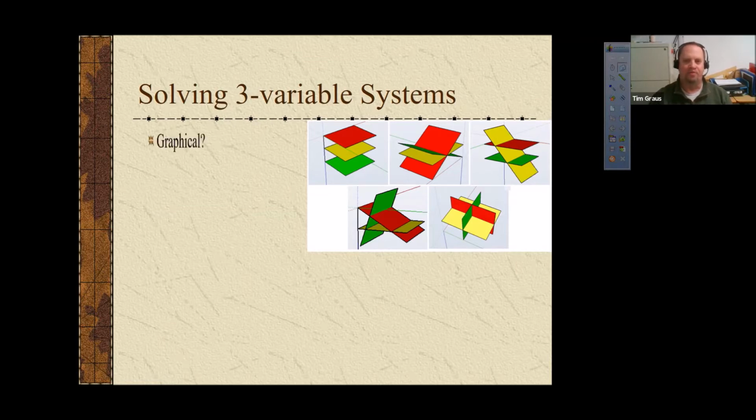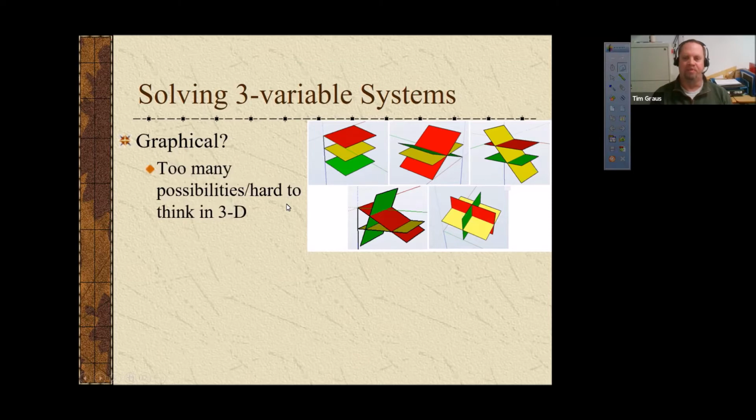Well, can we use a graphical system? To the right, you see just a few of the ways that three variable systems could interact graphically. Each equation would actually be represented by a plane going through 3D space. And you can see that sometimes those planes are parallel, sometimes they intersect like a paddle wheel, sometimes they intersect two at a time, but not all three. Or you could have this situation where you have three planes that intersect at a single point.